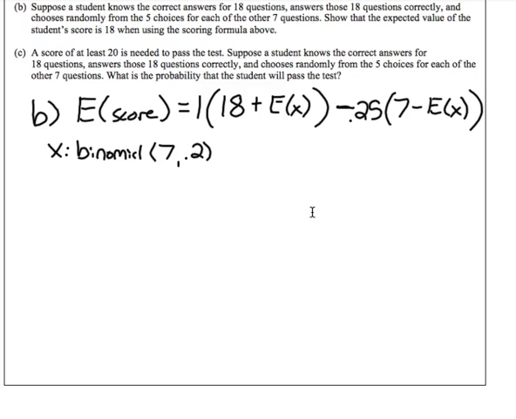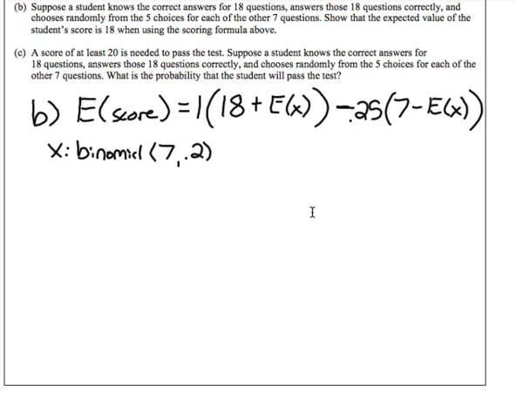Okay, and then we're not leaving any blank, so we don't have to worry about adding any of those on, and it wouldn't matter because blank ones are 0 anyway. So again, for now, I'm hoping this makes sense. 18 plus however many we expect to get right, minus 0.25, and then the rest of those 7 are what we would expect to get wrong. Okay, and again, that x that I'm using is, I'm going to call that binomial of 7 trials.